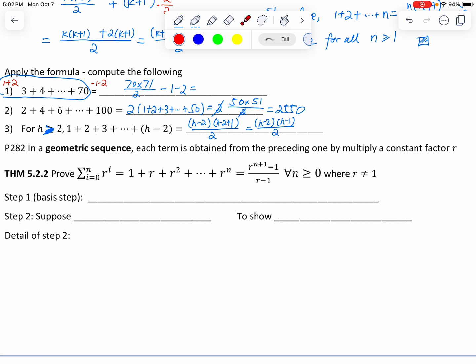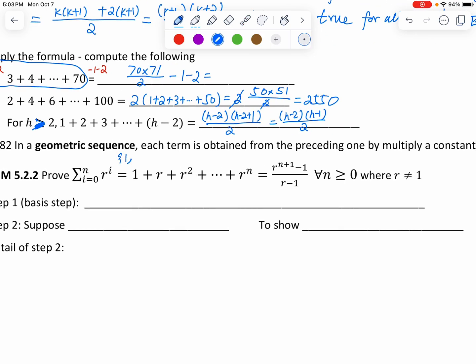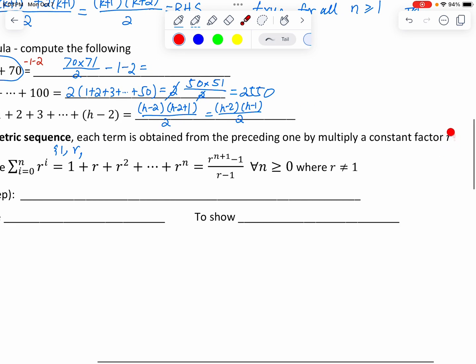So what is a geometric sequence? In a geometric sequence, each term is obtained from the preceding one by multiplying by a constant factor r. For instance, here's a geometric sequence. Suppose you have 1, and the next one you multiply this term by r, which is r, and then the next term will be multiply this r by r, a constant r, right? So you get r squared. Now you multiply this by r again, you get r cubed, and so on and so forth.